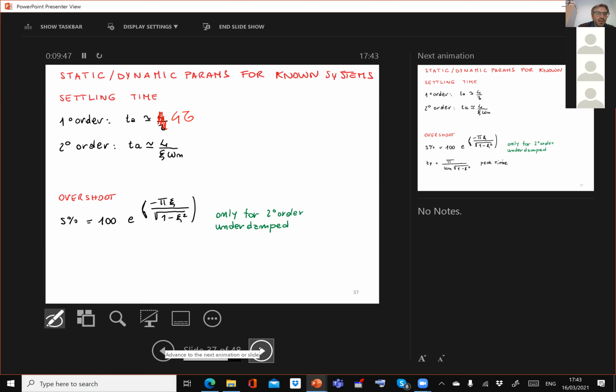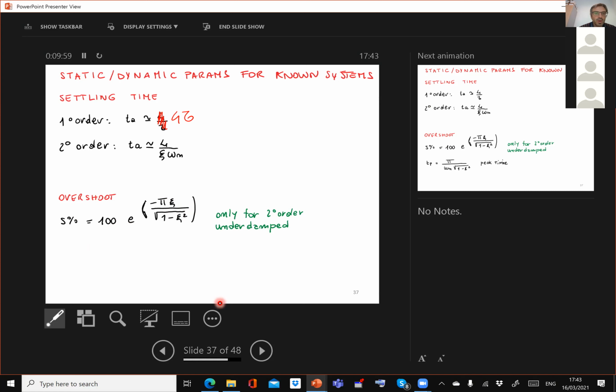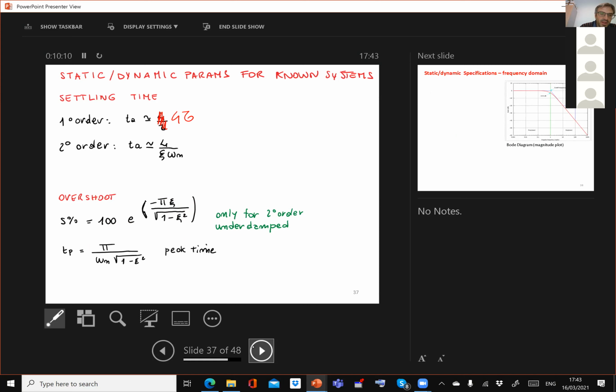And in terms of overshoot, we have this expression that is an exponential and is related to the damping ratio. So the bigger the damping ratio, the smaller the overshoot, and the lower the damping ratio, the bigger the overshoot, and the peak time.